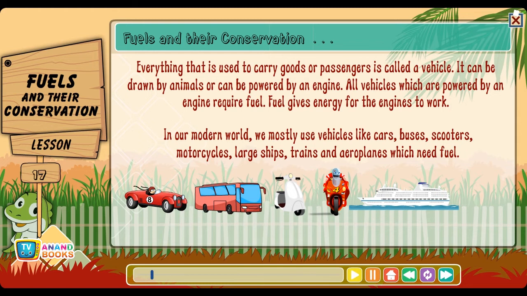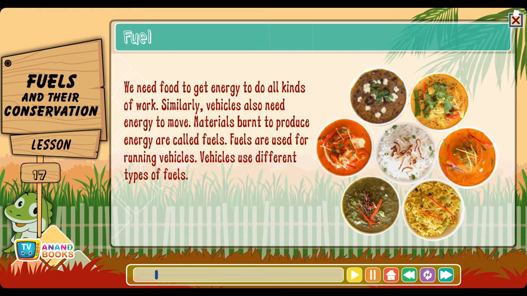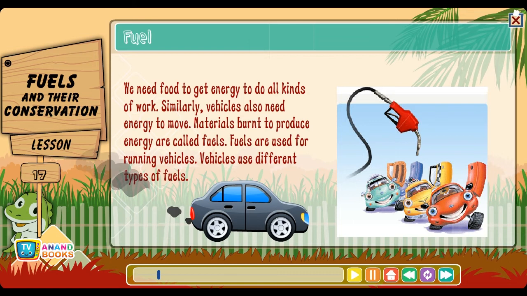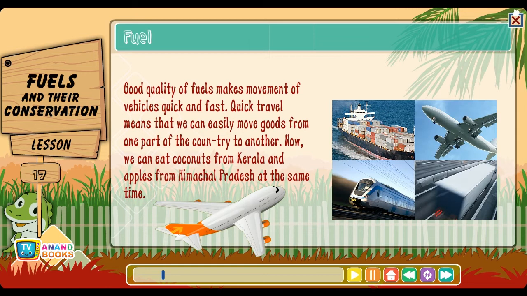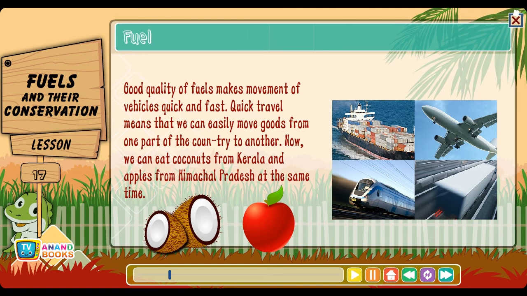Fuel. We need food to get energy to do all kinds of work. Similarly, vehicles also need energy to move. Materials burnt to produce energy are called fuels. Fuels are used for running vehicles. Vehicles use different types of fuels. Good quality of fuels makes movement of vehicles quick and fast. Quick travel means that we can easily move goods from one part of the country to another. Now we can eat coconuts from Kerala and apples from Himachal Pradesh at the same time.